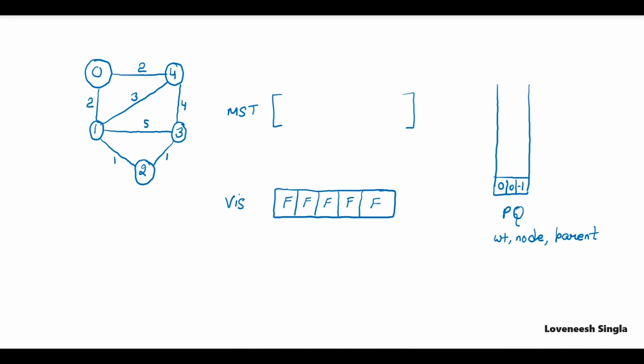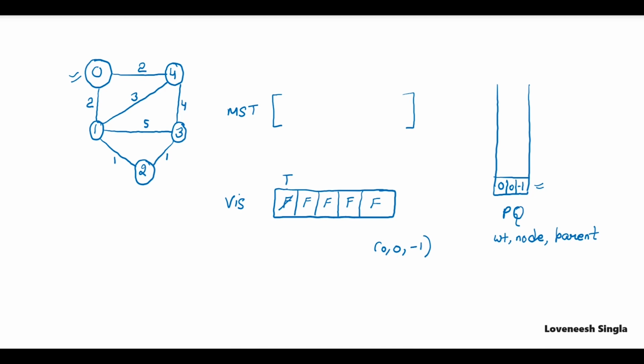So now we will take out one element from this priority queue. That is 0, 0, -1, this node. And we will mark this node as visited. So this is visited now, so we will mark it true. As the parent is -1, we will not insert this edge in this MST list.